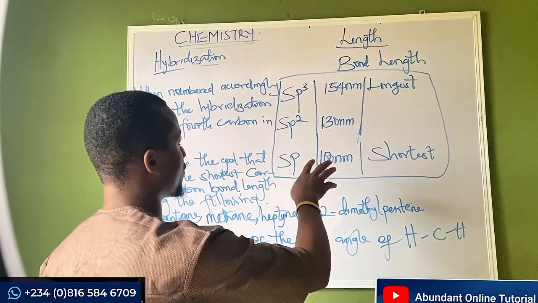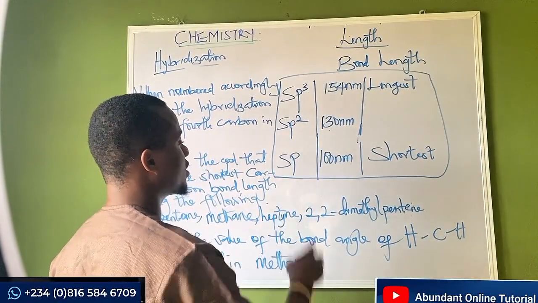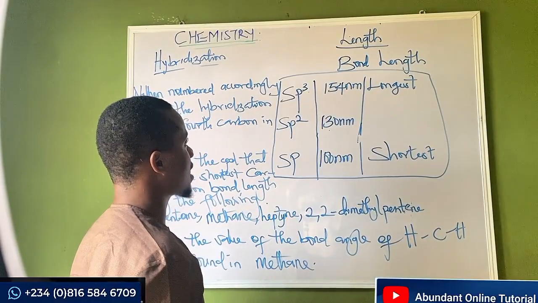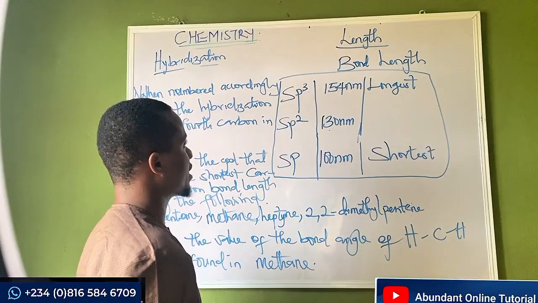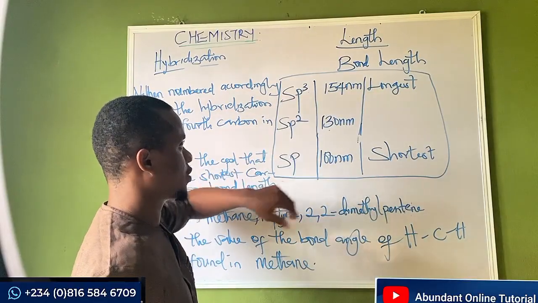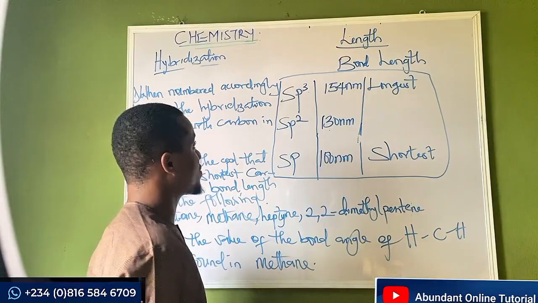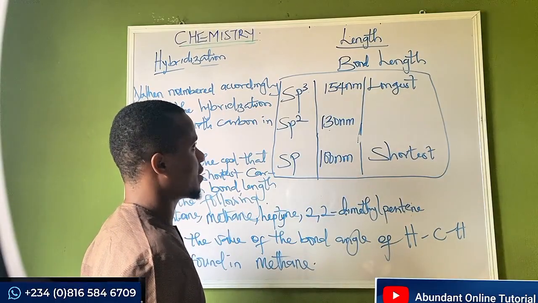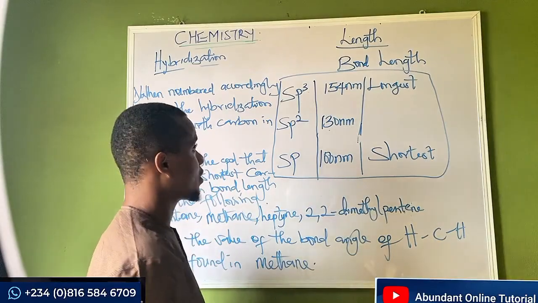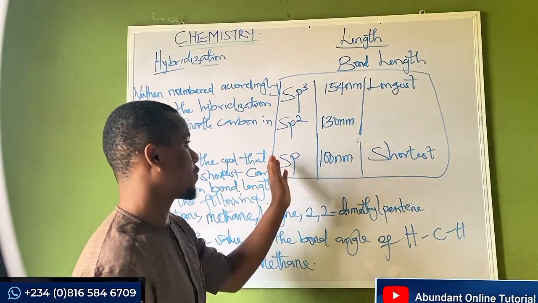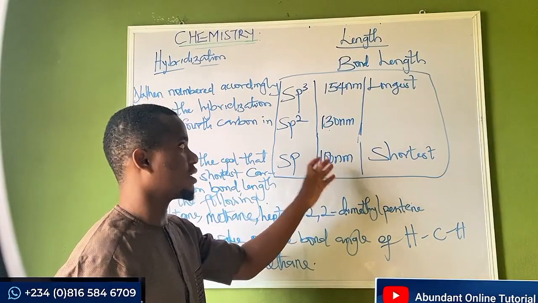All right, so we are going to look at the bond length of these hybrid orbitals. I forgot to add this one. So the bond length of each of these hybrid orbitals. For sp3, it has 154 nanometer. For sp2, 130. For sp, 100. Take note of this.